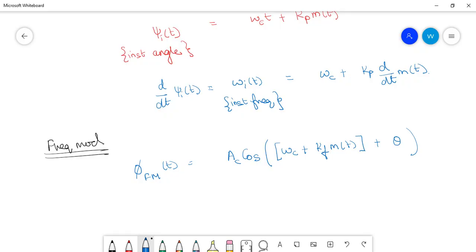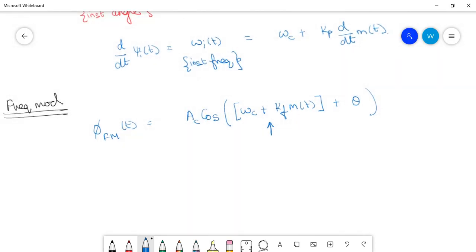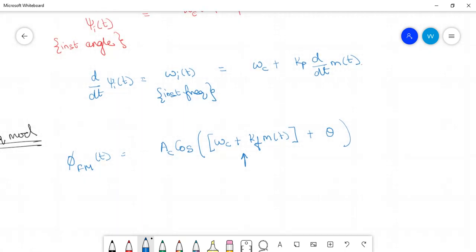Okay, so now your message signal, or your modulating signal, is present here, right? In the frequency part, your modulating signal is now basically changing the frequency of the carrier. So what we can say from this discussion and conclusion is that if I am doing the phase modulation of m(t), it automatically means that I am doing frequency modulation of d/dt of m(t).